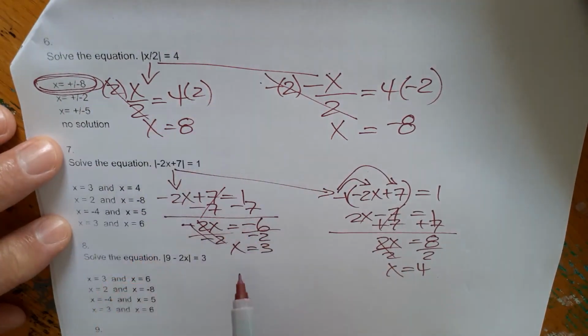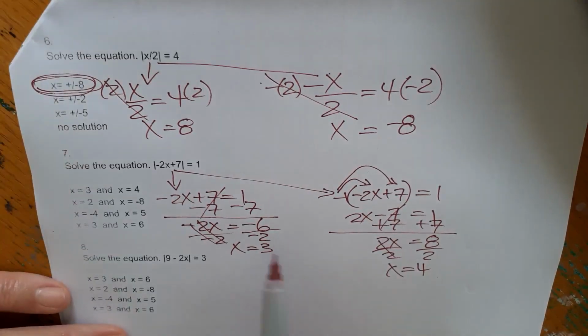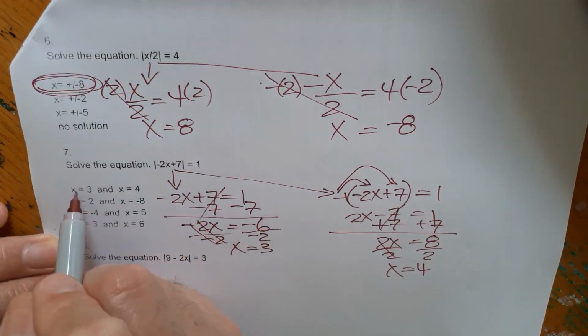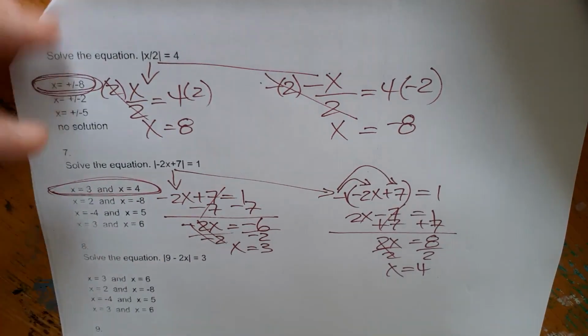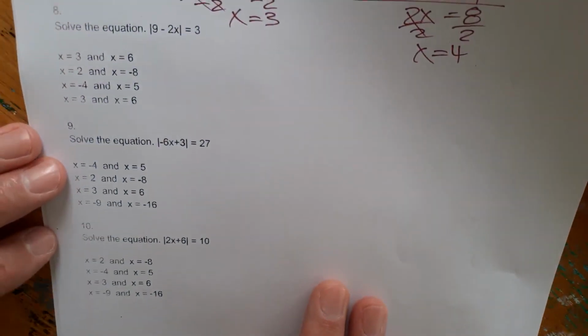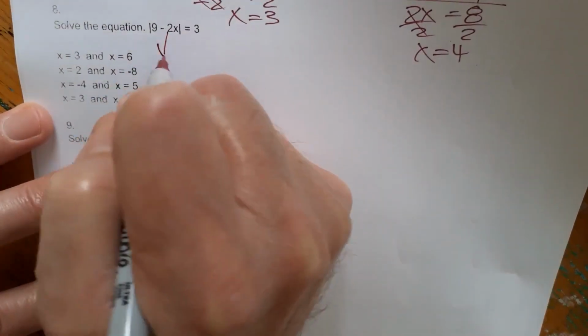Could be. It is here. But look what happened here. It was a 3 when we solved one way and a 4 when we solved the other way. This is x equals 3 and x equals 4. X has 2 answers. X has 2 values that work for this particular situation. All right, solve. So we're going to do it again.